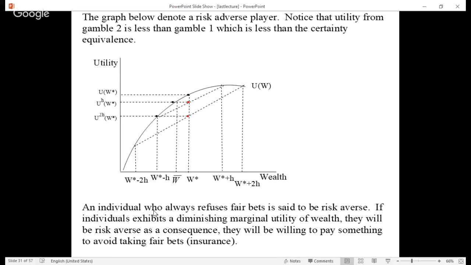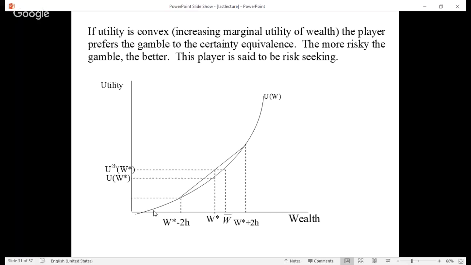So this person, by definition, is what we call risk averse. And they'd be willing to pay something to avoid taking the fair bet, or they'd be willing to pay for insurance.